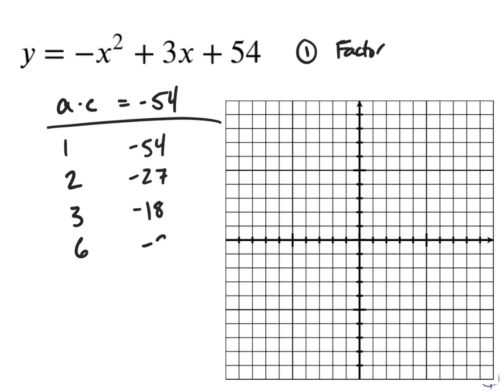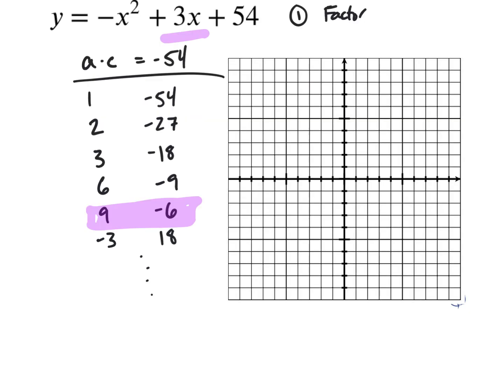6 and negative 9. And then I could go to 9 and negative 6. I've got negative 3 and 18, and so on. But the one that I really need is, of course, 9 and negative 6, because that adds up to the right thing here. So we need to use box method to factor, as always.